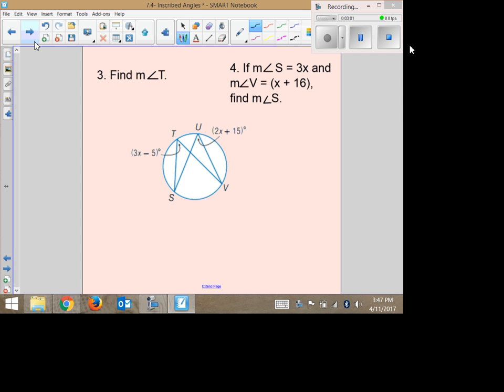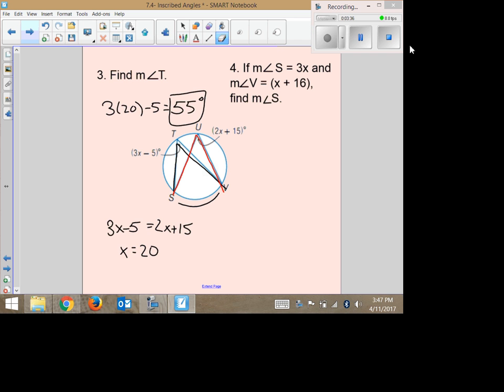So let's do a few practice. If we want to find the measure of angle T, we see that we have an inscribed angle there and an inscribed angle here. So they share SB. So we can set 3x minus 5 equal to 2x plus 15. Solving, we get x to be 20, and then plugging back in for angle T, we get 3 times 20 minus 5. So we get angle T to be 55 degrees.